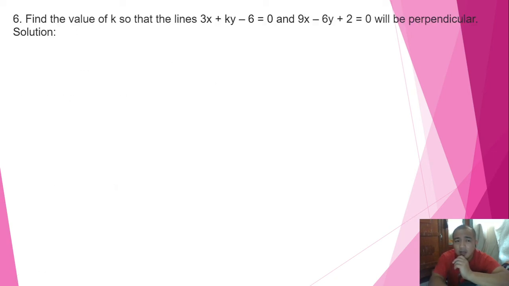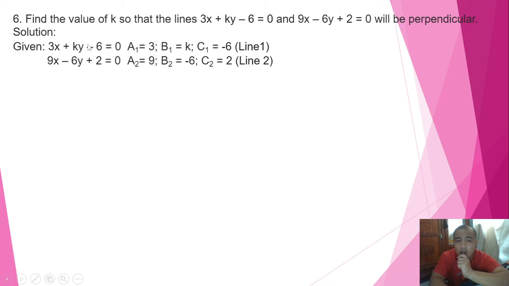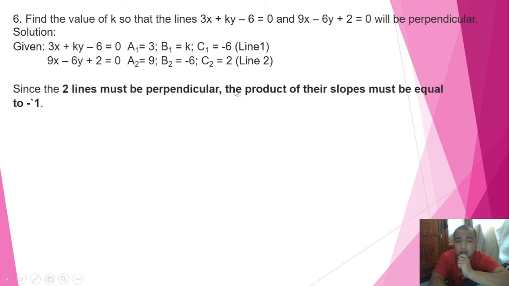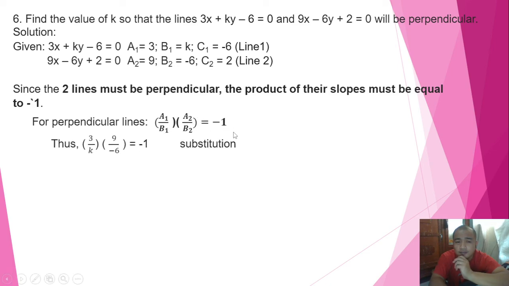About this, find the value of K so that the lines will become perpendicular. 3x plus ky minus 6 equals 0 and 9x minus 6y plus 2 equals 0. For line 1, 3, k, negative 6 are the values of a, b, and c respectively. For line 2, 9, negative 6, 2. Since the two lines must be perpendicular, the product of their slopes must be equal to negative 1. So a sub 1 over b sub 1 times a sub 2 over b sub 2 equals negative 1.